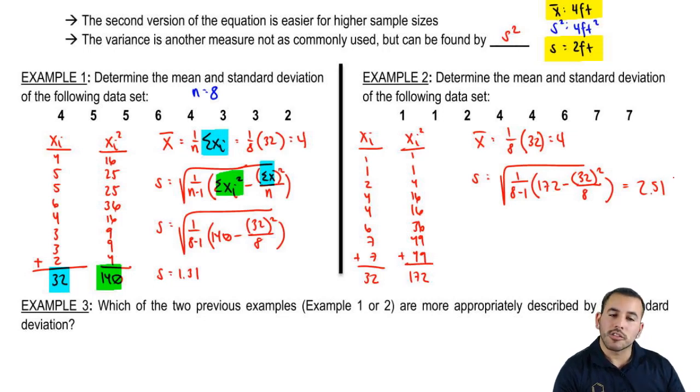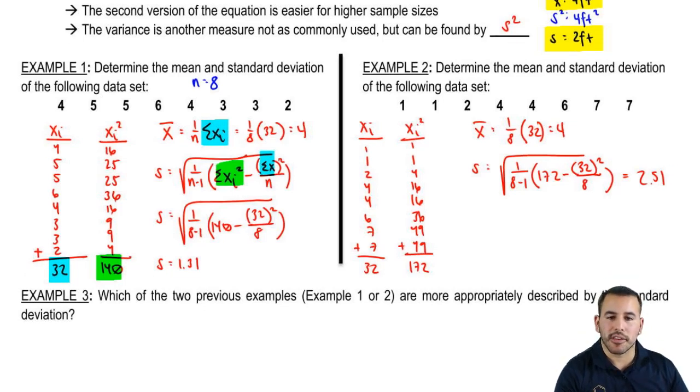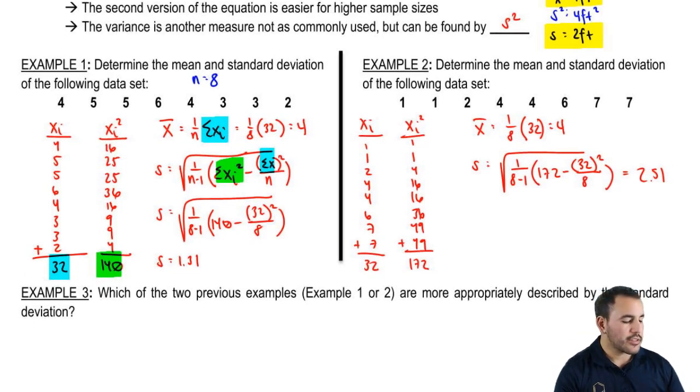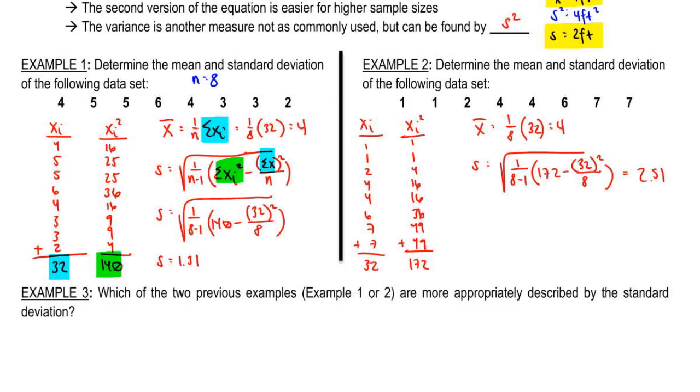That's cool. So let's go ahead and look at comparing both of these. Let me go ahead and remove myself so you can read the full question. Which of these 2 examples, example 1 or 2, are more appropriately described by the standard deviation? Appropriateness for the standard deviation is given by whether, number 1, it's symmetric, and number 2, are there any outliers?